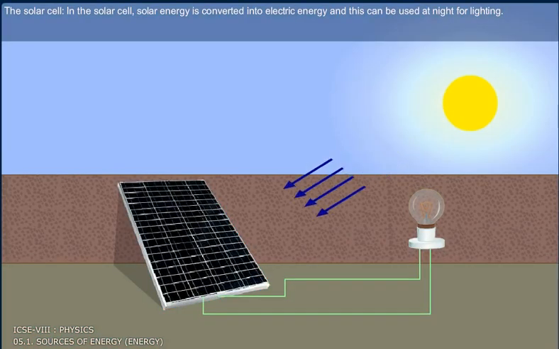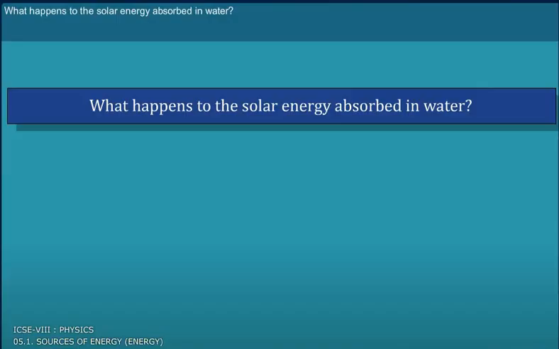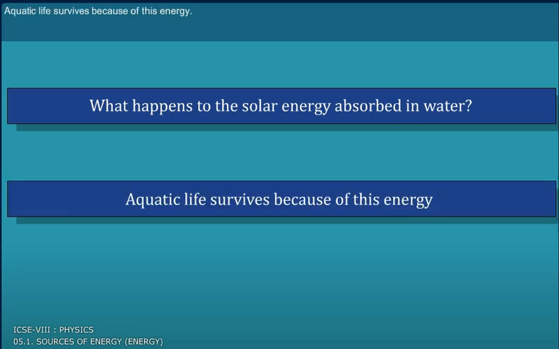The solar cell. In the solar cell, solar energy is converted into electric energy, and this can be used at night for lighting. What happens to the solar energy absorbed in water? Aquatic life survives because of this energy.